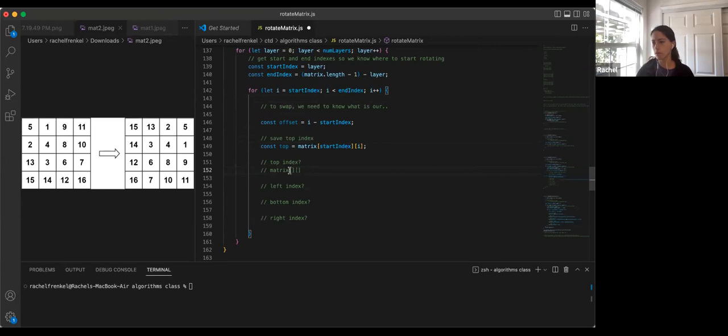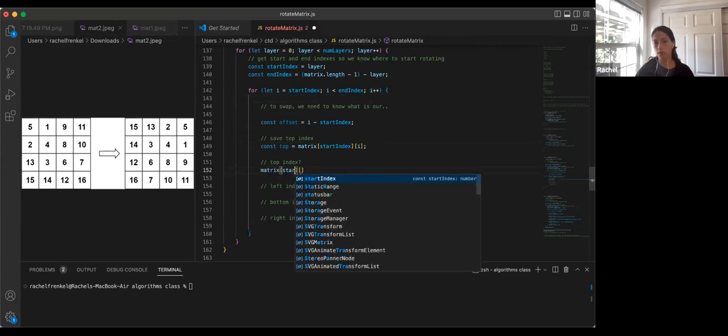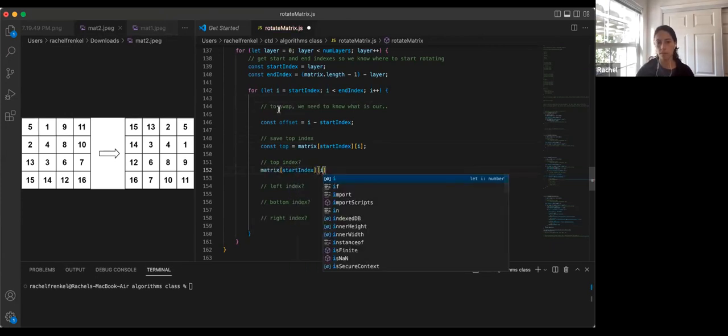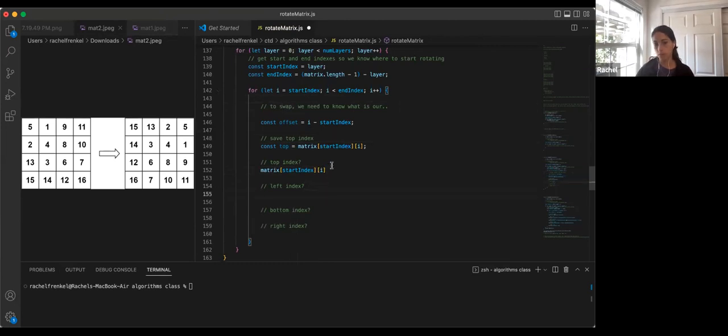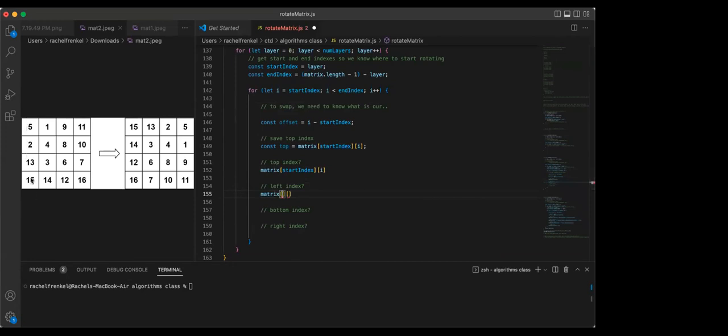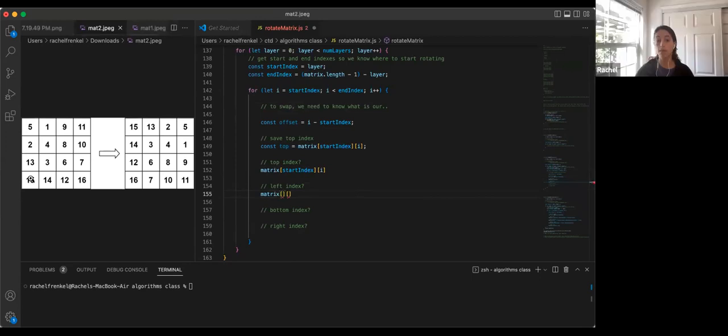So now what is left? Okay, so now the top index, we just figured it out, right? It's a matrix of start index of I. Great. We're gonna assign it to something. I'm just trying to get an idea of what these are first. So now how do we access the left index? So going to the left, the first one is the I. The first one will be changing, but it's not just I. So here the left index is 15 here.